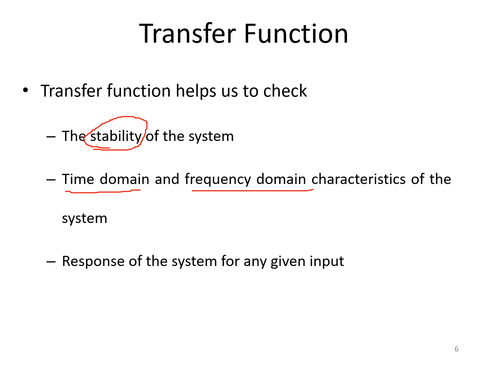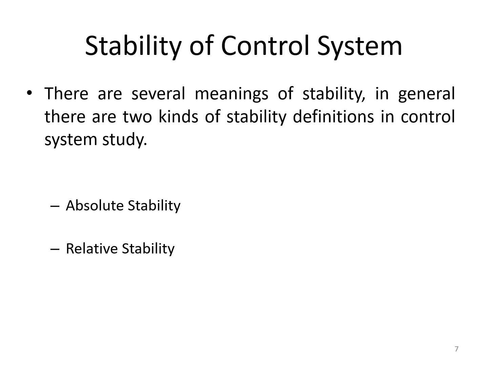Along with these things, we can also analyze the location of poles and zeros by factorizing the transfer function, which also helps us to analyze the stability of the system. So these are the three important main facts with respect to the transfer function. So any system can be analyzed using the transfer function. Okay. Now coming to stability of control system, there are several meanings for stability.